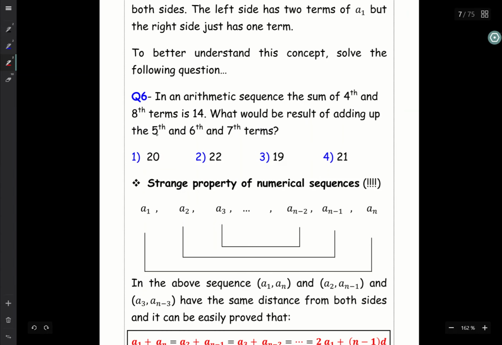Now let's solve question 6. In an arithmetic sequence, the sum of the fourth and eighth terms, a4 plus a8, equals 14. What would be the result of adding up the fifth, sixth and seventh terms, a5, a6, a7? First of all, these are consecutive terms, 5, 6, 7, and they are part of an arithmetic sequence. So immediately we know that the middle term is the average of the two, so a5 plus a7 is 2a6. So this is 3a6. I write it down: a5 plus a7 is 2a6.